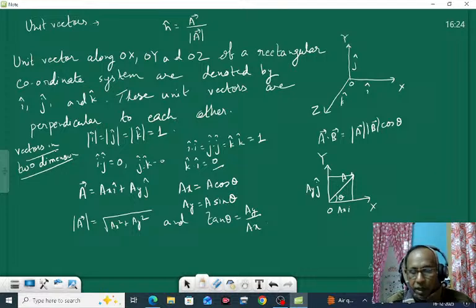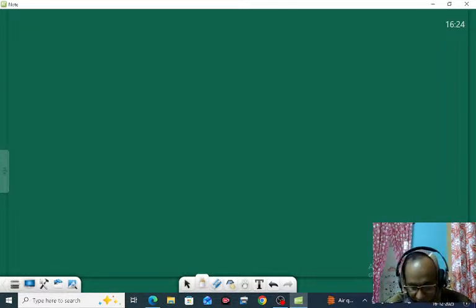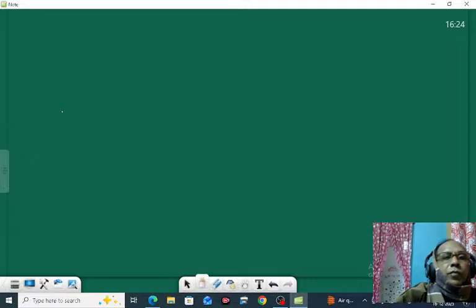If we use three-dimensional vectors, that is vector space, vectors in three dimensions. Now we learned about vectors in three dimensions.